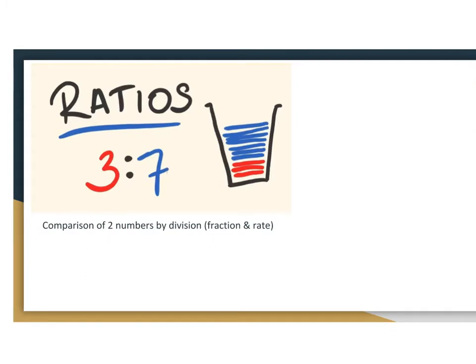So ratios. A ratio is a comparison of two numbers by division. It could also be thought of as a fraction or a rate. Ratios can take the form of x to y, which can also be written as x:y, or as a fraction, which is x over y. So these are different ways of representing ratios.